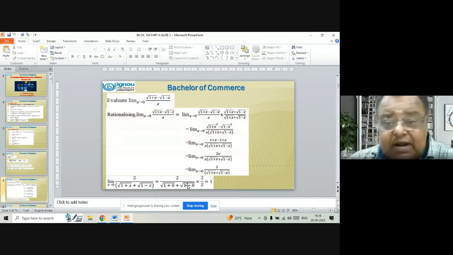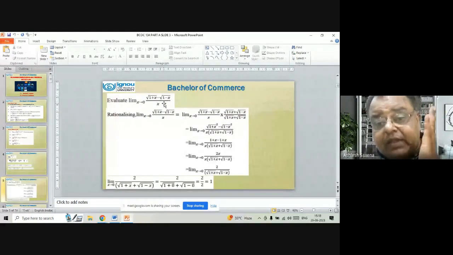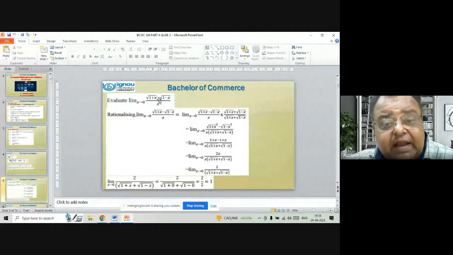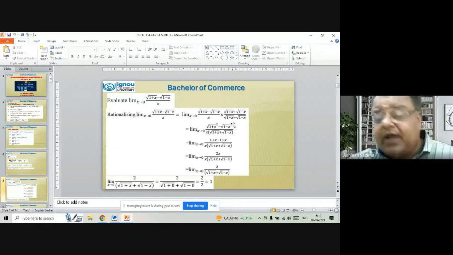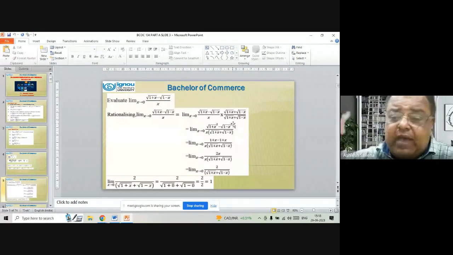That means what we have learned, if we have under root either in the numerator or in the denominator, we have to multiply the whole numerator and denominator by a function which has opposite to this sign. Here we have minus, so we have taken plus. If this would have been plus, we would have taken minus here. Mathematically it is 1, but algebraically it will be converted into a formula. And the formula is a plus b into a minus b, which is equal to a square minus b square.